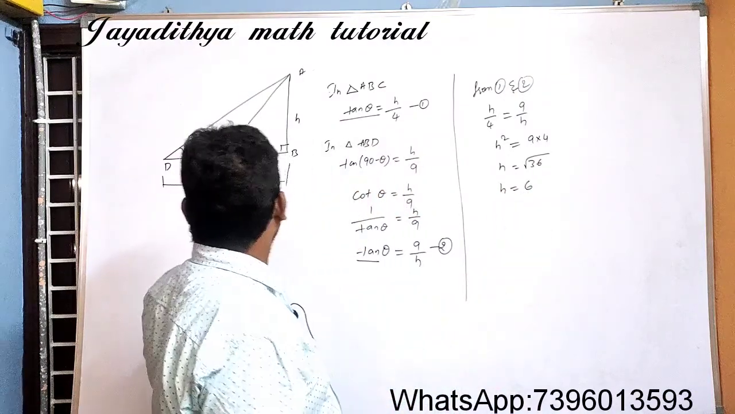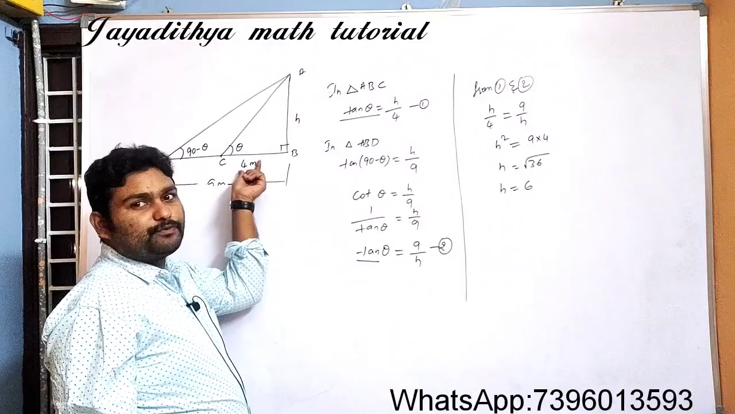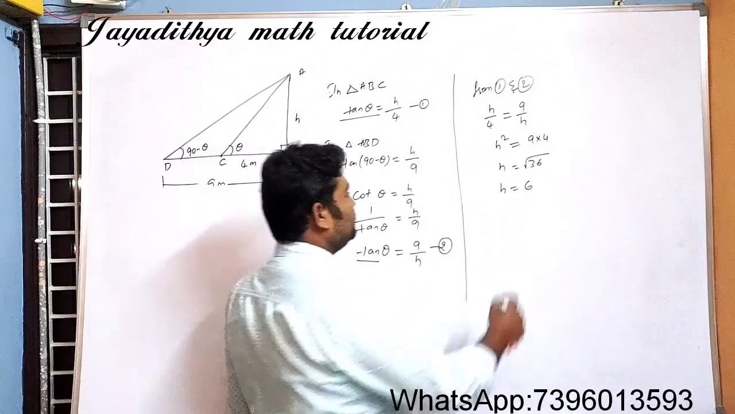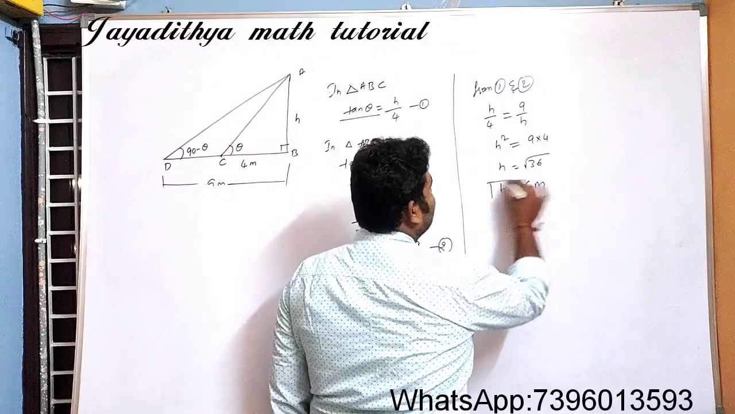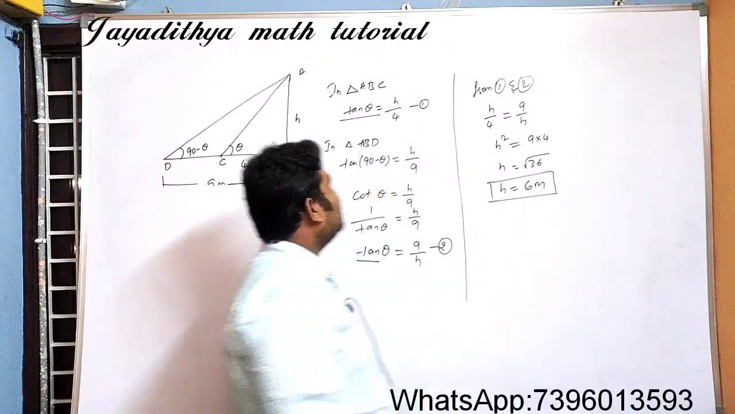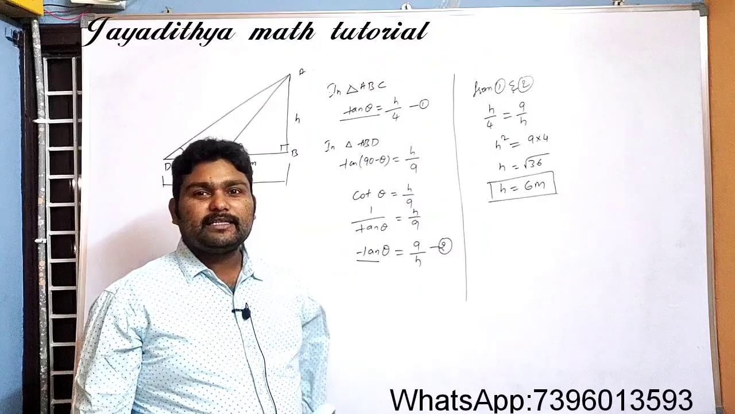Has he given any units? Yes. He has given the distance here as 4 meters. So take the height units also as meters. So what is the height of the tower here? The height of the tower is 6 meters.